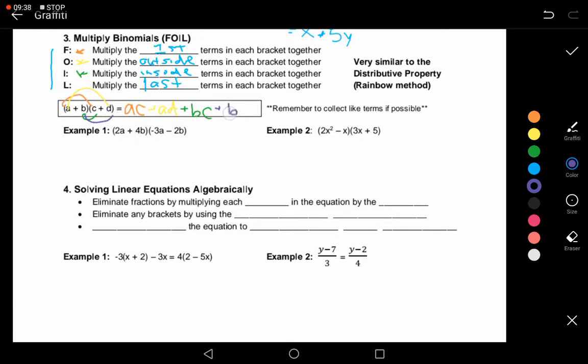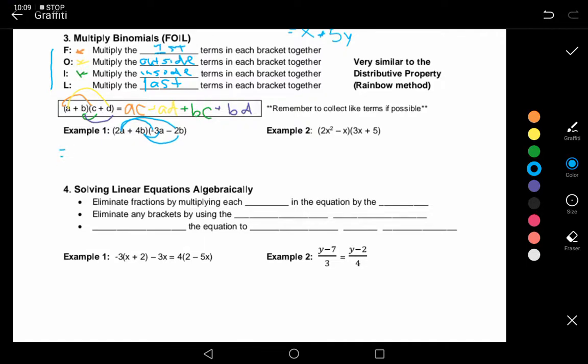So plus BD. And when I do this, I don't necessarily do it in that exact order. You just have to make sure that you've multiplied both terms in the first bracket by both terms in the second bracket, essentially. Okay, so it's not a huge deal if you don't do that in the exact order. Just make sure everything is being multiplied together. Okay, so for the example here, I'm just going to draw my arrows. I don't necessarily care what order I do it in because the order really doesn't matter.